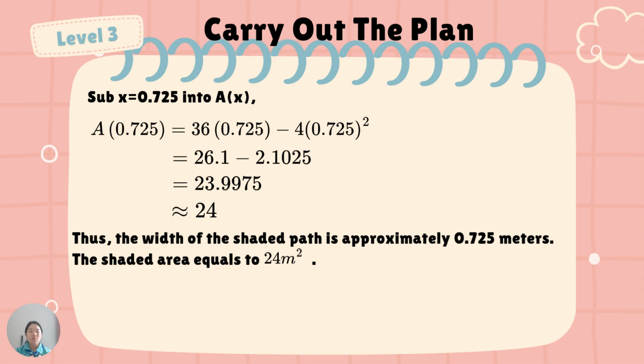So we substitute the value into A(x). Then the answer will be 36 times 0.725 minus 4 times 0.725 squared. Then we expand it until it becomes 23.9975. After that, we approximate it to 24. So the width of the shaded path is approximately 0.725 meters. Then the shaded area is equal to 24 square meters.